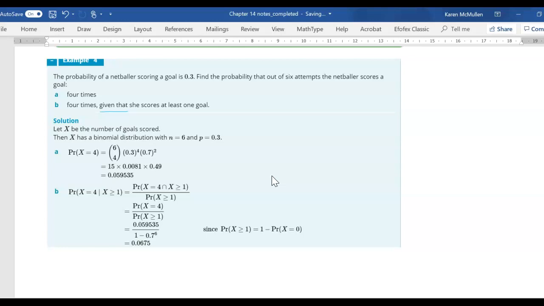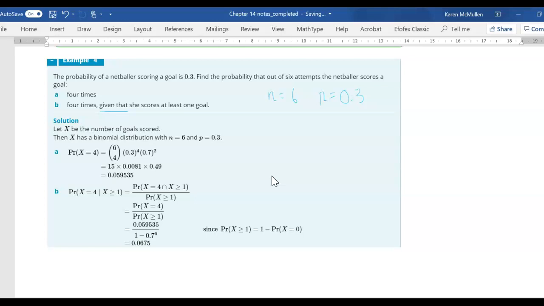All right, so our value of N is 6. She's got 6 attempts at goal. X does change. For question A, X is 4. But for question B, we have a range of values, so I'm just not going to write X at the moment. And our probability P is 0.3.